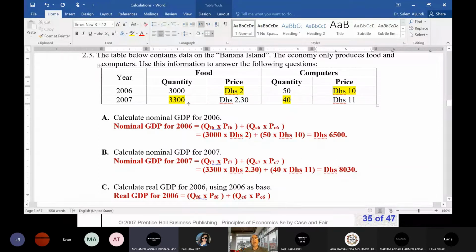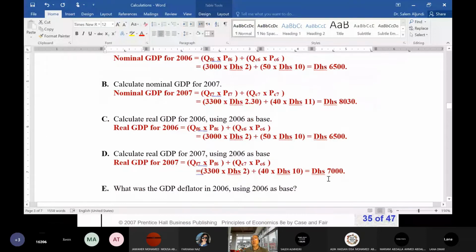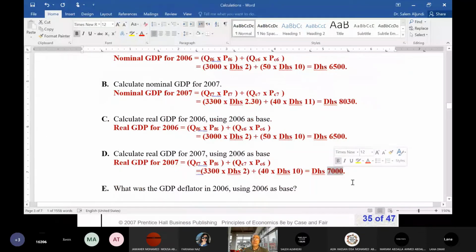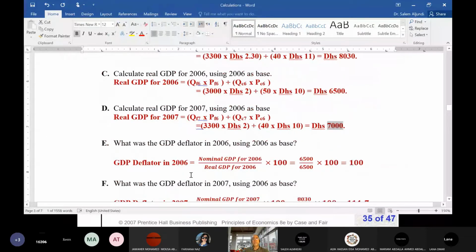Okay, so again, how to calculate real GDP in 2007? Consider the quantities of 2007 using the prices of the base year. So 3,300 times 2 plus 40 times 10. So this is the answer. It is equal to 7,000. Okay. Now let's go further.